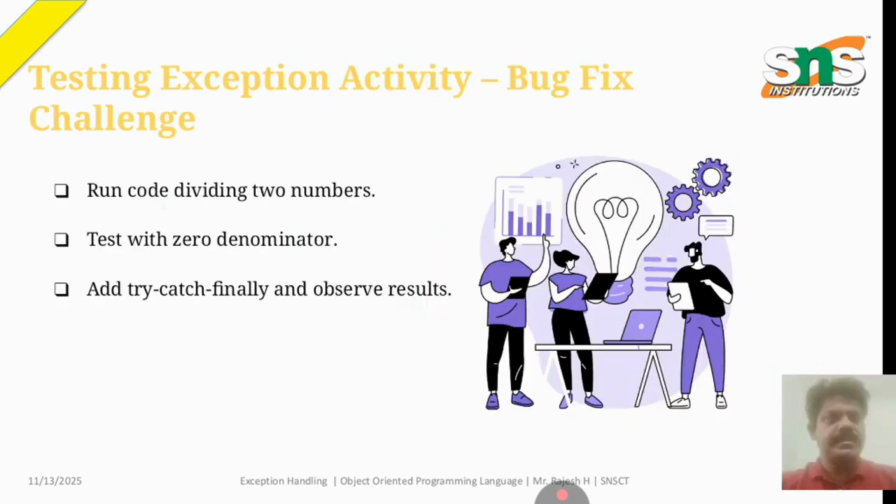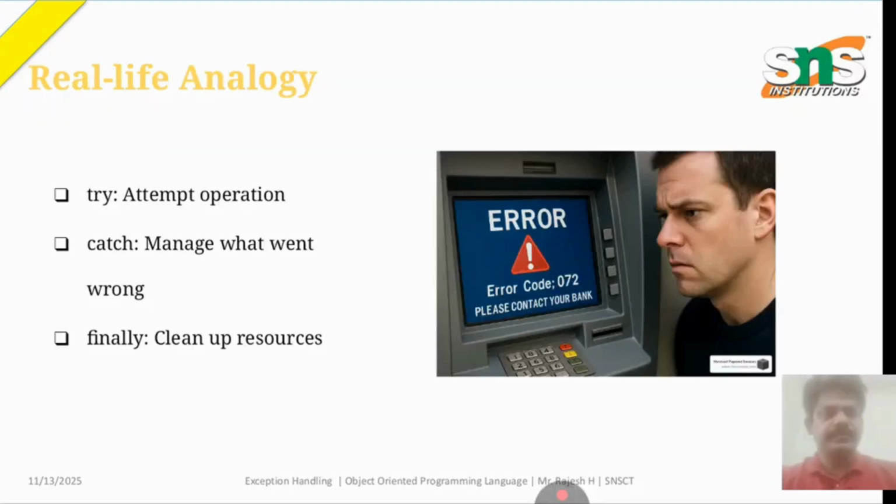So let us take a testing exception activity process. We need to fix the bug challenge. As explained in the previous slides, run the code dividing two numbers, test with a zero denominator, add the try catch finally block and observe the results. You can try this code in any language, preferably in Java. Just see what output it is producing.